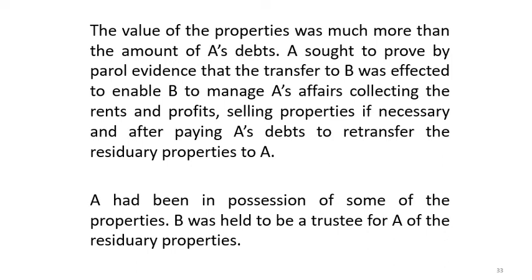Even though the absolute transfer is there, the reality is that the property was transferred to B just to manage A's affairs. A had been in possession of some of the properties. B was held to be a trustee for A of the residuary properties.